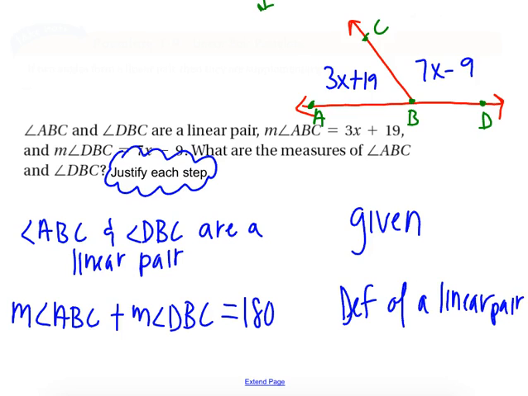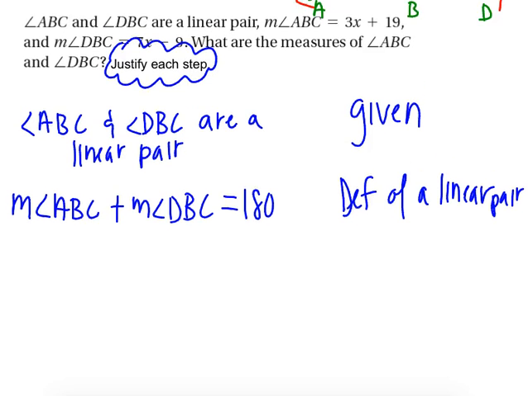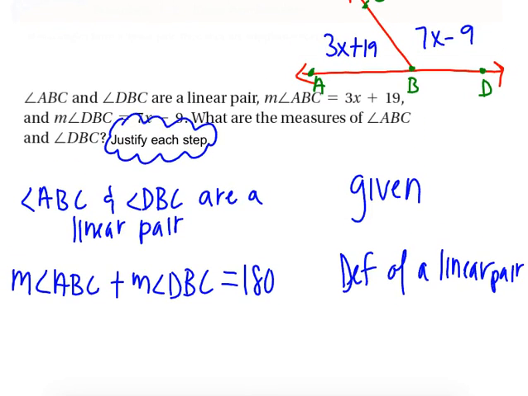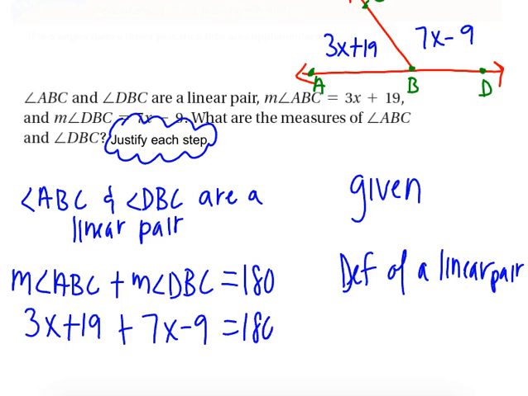Scroll down a little bit here. Okay, now what do we know? Do I know what angle ABC and DBC are? Sure I do. So I'm just going to substitute in. So I know ABC is 3x plus 19, and I know that DBC is 7x minus 9. And all we did there, guys, was substitute in. So that's substitution.